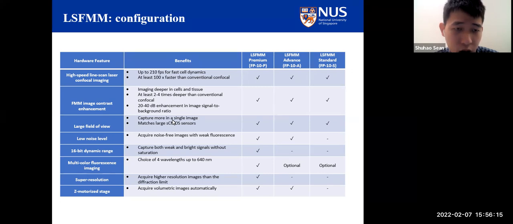And the noise level and the dynamic range are also very good because of our camera. So we provide 4 colors wavelengths. It can also combine the super resolution features by using the technique called array scan.